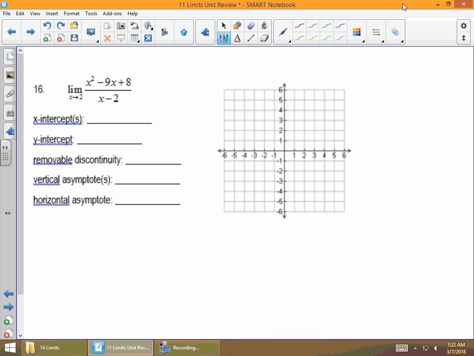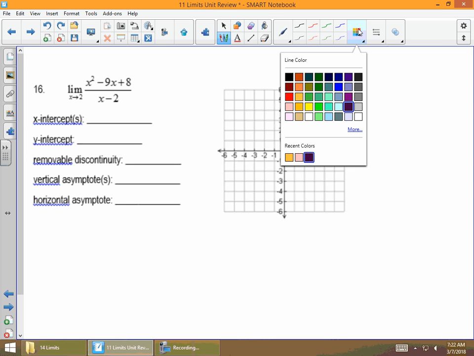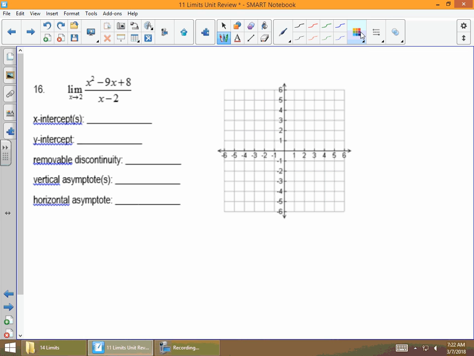Okay, last rational functions problem. I know these are a lot of work, but they are worth it in the end. It's worth it having nice points on your graph. Okay, so I'm going to go ahead and factor, although this is a top-heavy fraction. I'm going to go ahead and factor.